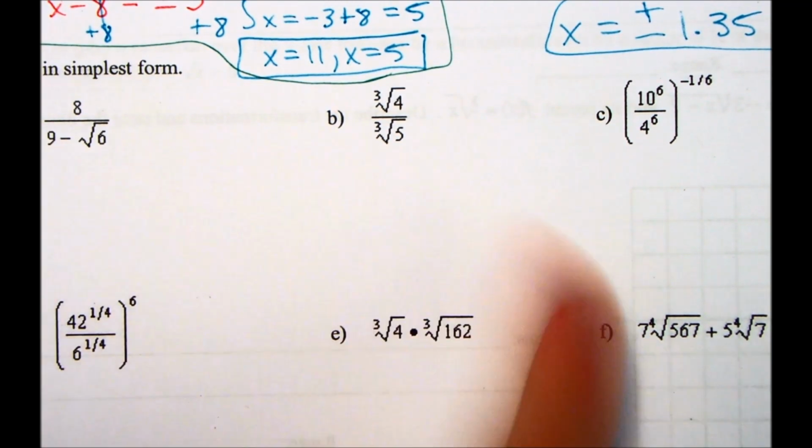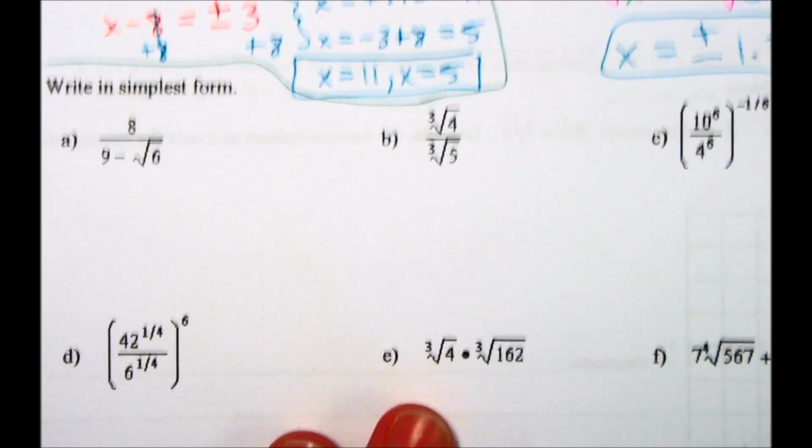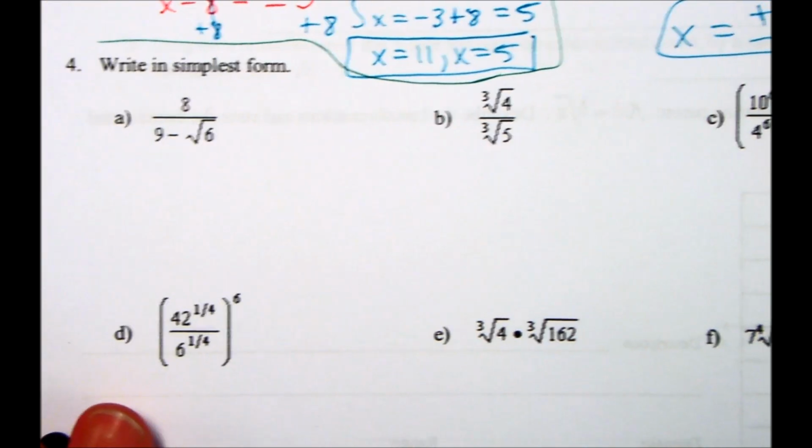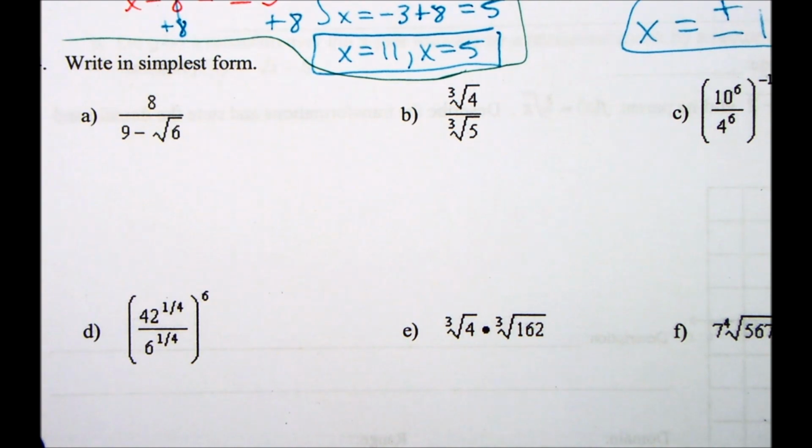So I don't see any of those in here. But then the last situation is that you cannot have a perfect nth power underneath the root. So as I'm looking at this number here, I'm thinking, well, does 162 have a factor that is a perfect cube, like 8 or 27? And if it does, then we have to simplify it.